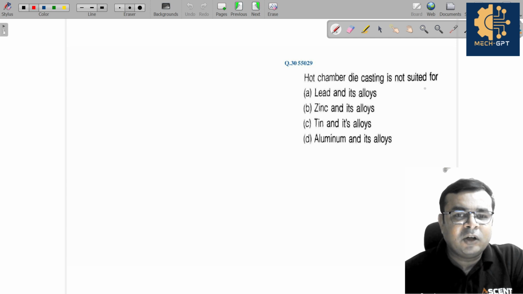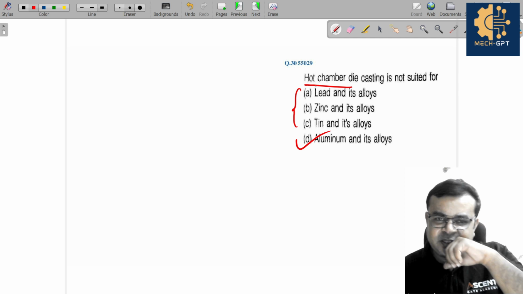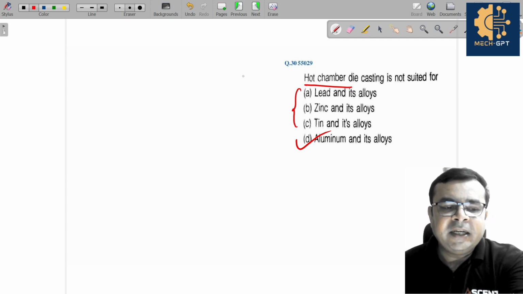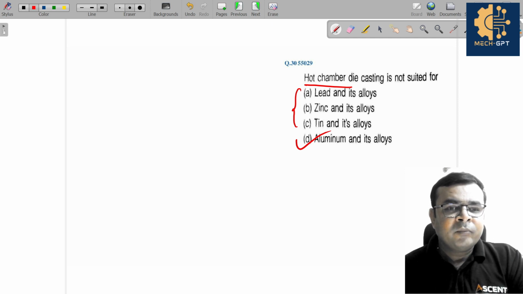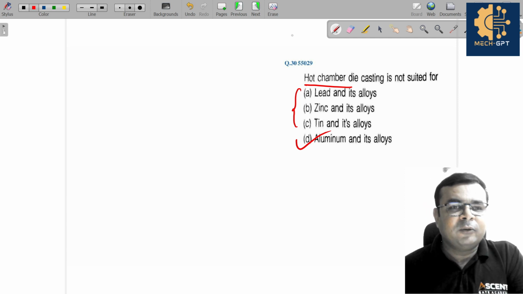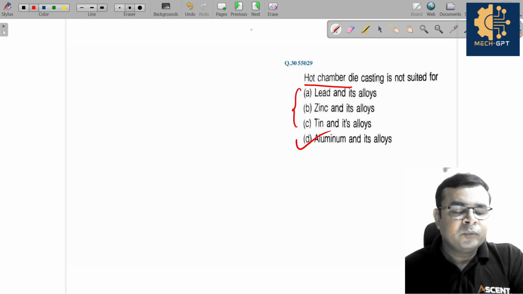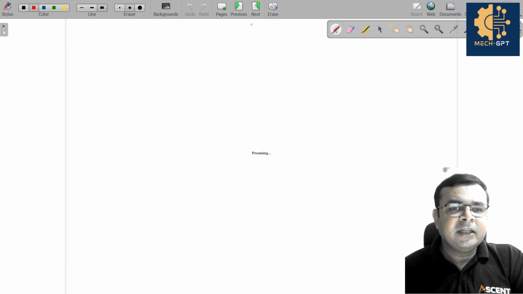Hot chamber die casting is not suited for lead and its alloy, zinc and tin and its alloy, aluminum and silver. So hot chamber casting is not suited for aluminum alloy because its melting temperature is more than all these three metals. Hot chamber die casting is mainly used for casting of low melting temperature alloys, and the melting temperature of lead, tin and zinc are very low as compared to other metals. Yes or no? So the correct answer is option D. Is that clear? Okay, let's see another question.